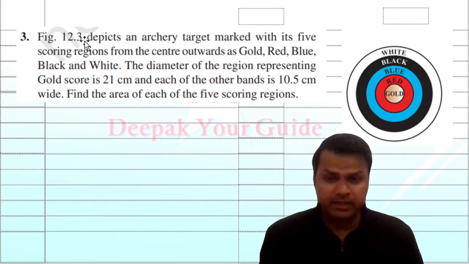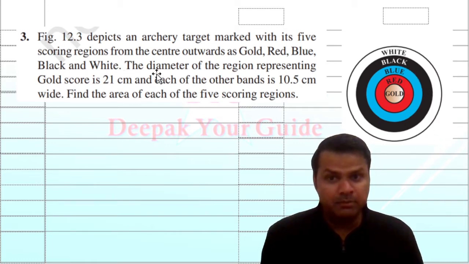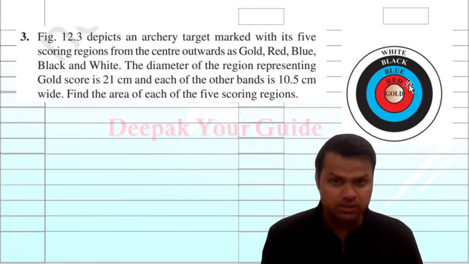In this diagram, it shows an archery target marked with its 5 scoring regions. I'm sure you can see the 5 scoring regions. This one is gold. Now from here we are going outwards: gold, then red, then blue, then black, and then white. So these are the 5 scoring regions that we have. Now the diameter of the region representing the gold score is 21 centimeters. So that means this is the gold one.